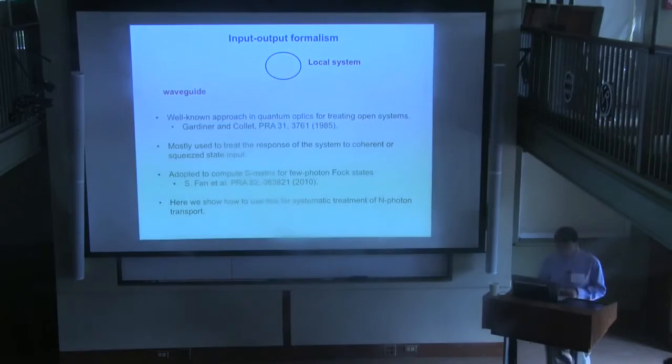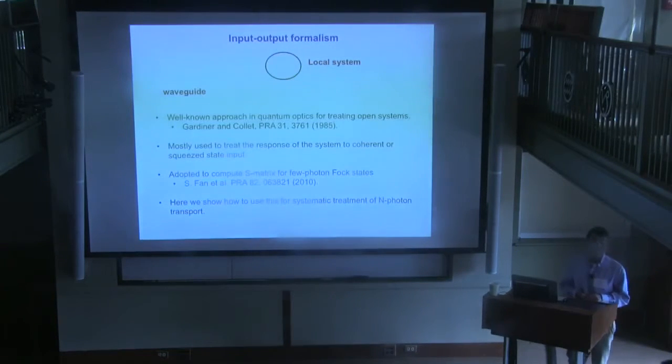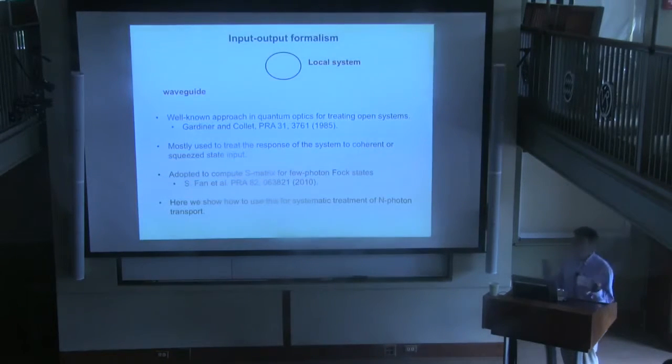So what we do here, and that's a program that's been ongoing in my group for the past couple of years, is to use a formalism that is actually very well known in the quantum optics community, called input-output formalism. This was developed by Gardiner and Collett in 1985. It's a very standard approach in quantum optics for treating open quantum systems. And it has mostly been used to treat the response of the system to coherent or squeezed state input. So as a result, it has generally been formulated as a quantum stochastic method in treating the response of these open quantum systems.